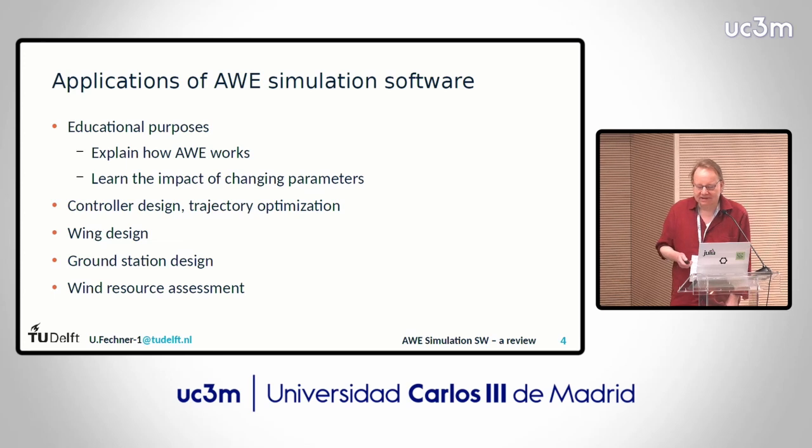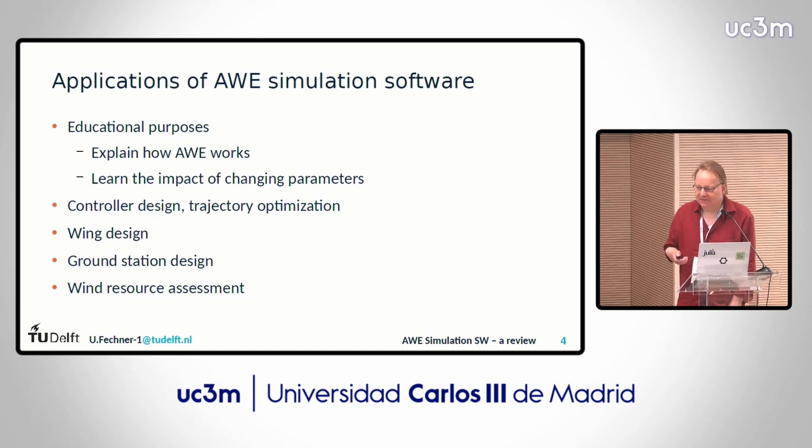Then controller design and trajectory optimization. If you want to design a controller, most likely you need a model. And the same holds for trajectory optimizations. Then the wing designers want to know, what is the impact of the changes they make. Is it more important to have a high CL, or more important to have a low CD, or what is the impact of the inertia or the weight? For ground station design, it's also important.